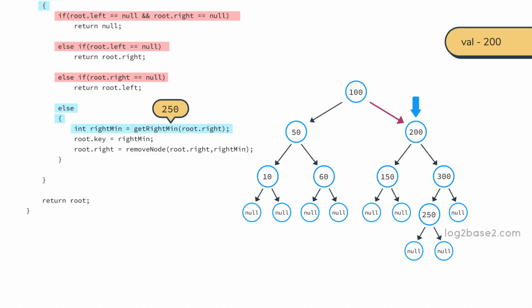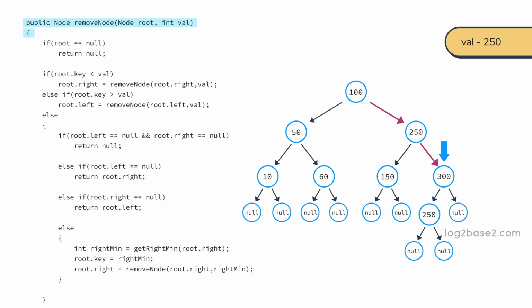So copy this in-order successor to the node to be deleted, which is root here. So we have root key equal to rightmin. So 250 is stored here. Now we have to delete the original node with 250. So call the removeNode function by passing the right subtree, root right, and the in-order successor value 250.